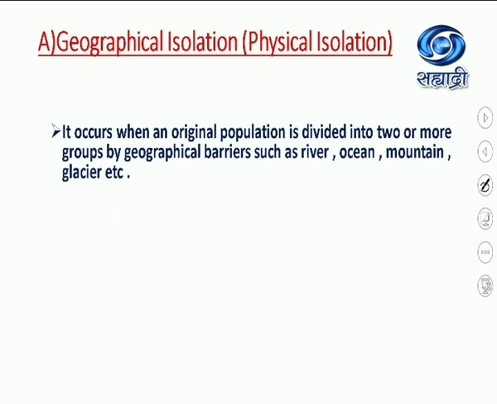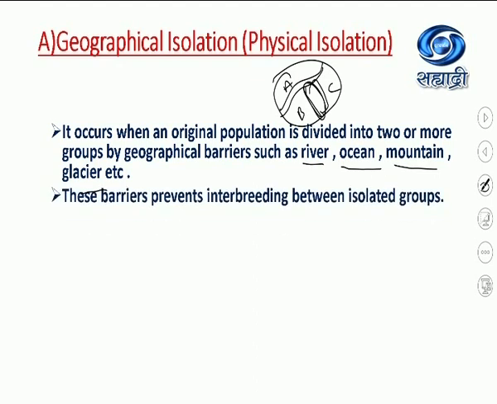It occurs when an original population is divided into two or more groups. Suppose this was the original population, but then a river suddenly started flowing here. Suddenly there was another barrier, a glacier fell down from a mountain and a barrier developed here, and so smaller populations occurred. So it occurs when an original population is divided into two or more groups by geographical barriers such as a river, an ocean, a mountain, or a glacier, etc. They are not able to meet each other to interbreed, and so they are isolated or separated from one another. These barriers prevent interbreeding.